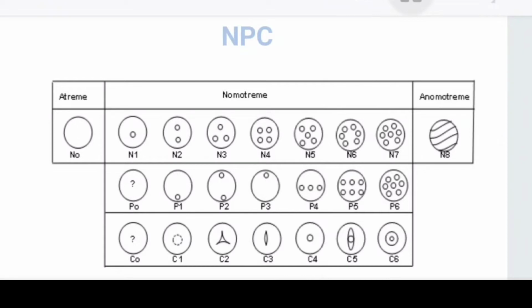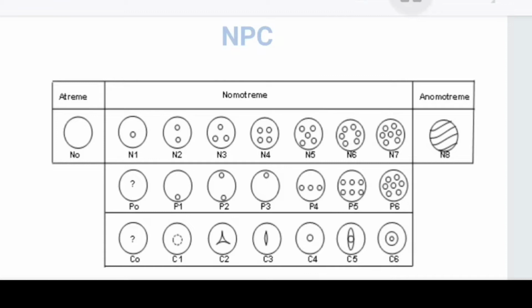And after that, if the number of apertures is more than 6, it is not heptatrem. Rather, if it is more than 6, it is straightaway called polytrem, represented by N7. And when the numbers are uncountable, then it is called anomotrem, which is sometimes present in a spiral way. So it is also called gyrotrem. Anomotrem is also called gyrotrem.